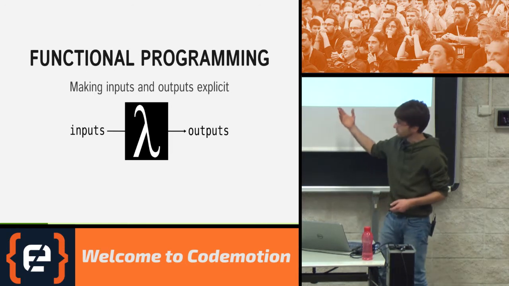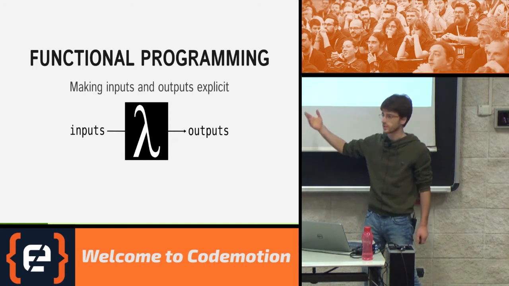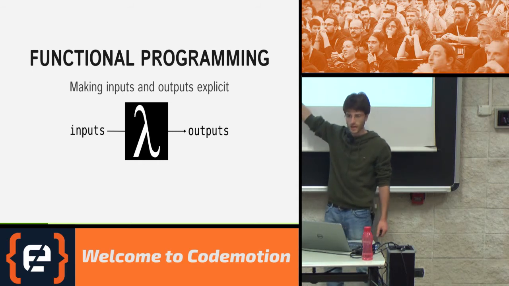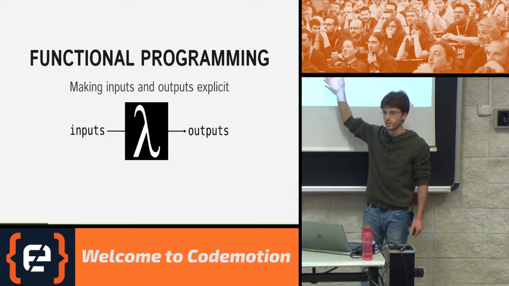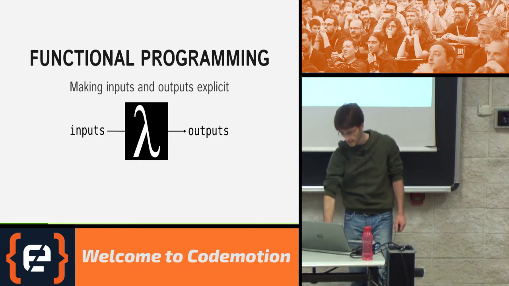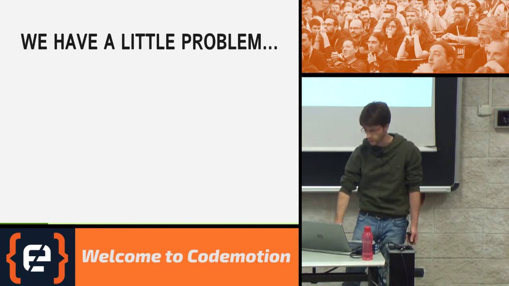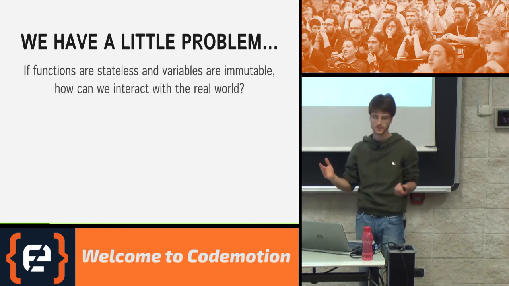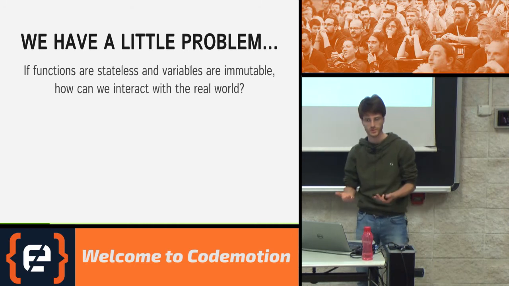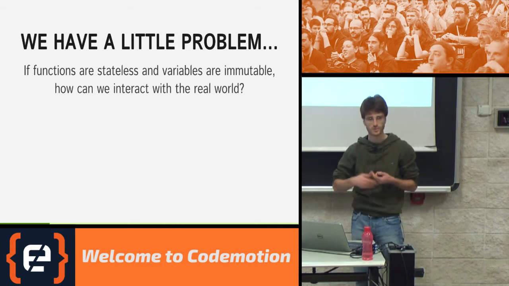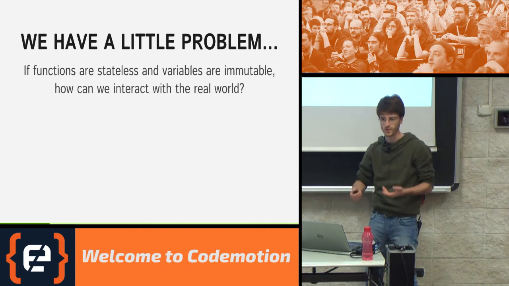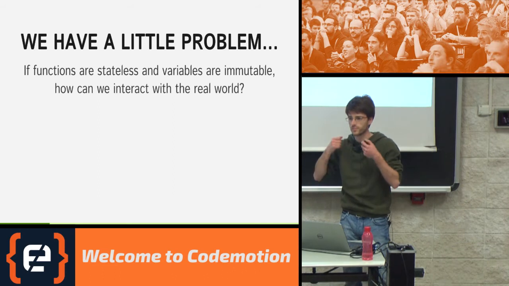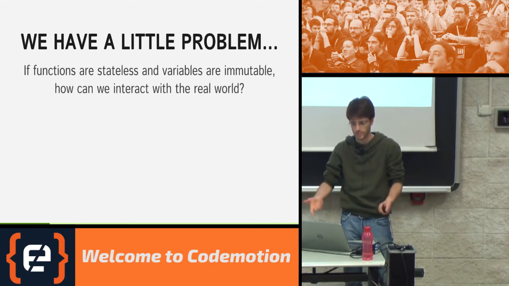And this also leads to some performance optimization, because every time you have an input, since you cannot interact with the state inside the function, the output will always be the same, so you can cache things. But with this approach, we usually have a little problem: if all functions are stateless, that means you cannot interact with your state, and all your variables are immutable, so once you assign them, you cannot change their value, how can you interact with the real world? So how can you effectively produce some change with your application?